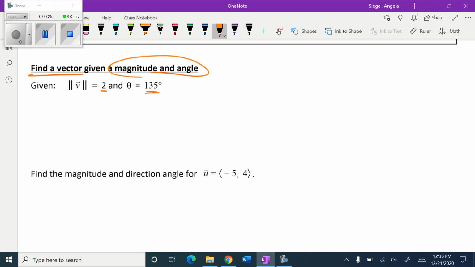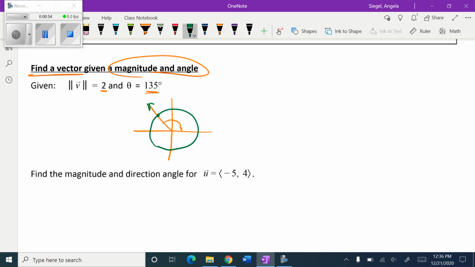So the first thing I want you to do is think about what I said about the unit vectors. We're going to have that come into play. So if I have a 135-degree angle, it's going to look like that. I'm going to force this into the unit circle. Even though this length right here is 2, I don't care about that. I'm just using this part of it.